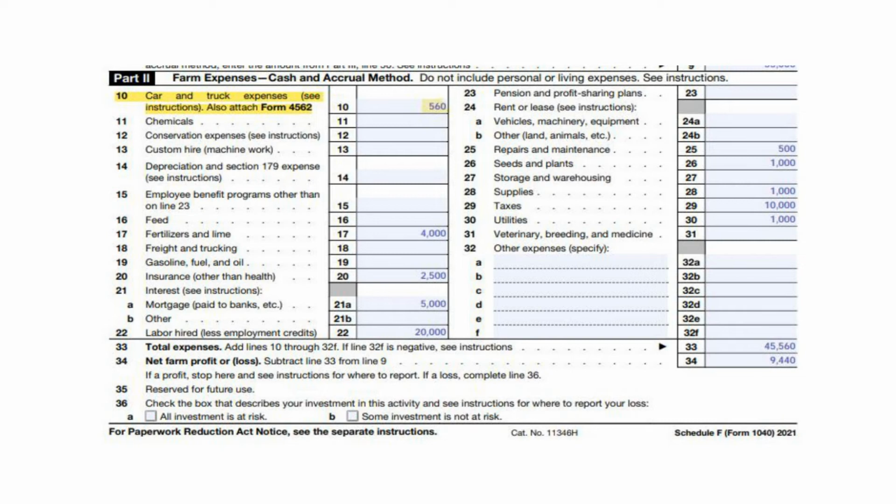In Part 2, put all your expenses. These will vary depending on your particular business, so I'm not going to go through them individually. Total all your expenses up on line 33. In this example, it is $45,560. On line 34, subtract line 33 from line 9, which in this example is $9,440. This is your net profit.